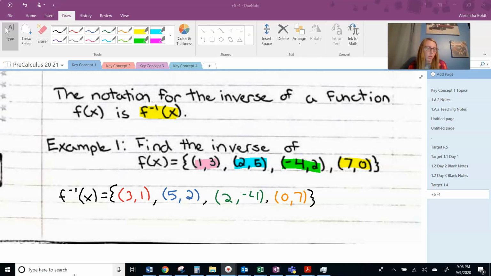Really, again, all we're doing with this inverse function, you can see here, is each of these points just gets flipped. So again, the (1, 3) becomes (3, 1), the (2, 5) becomes (5, 2), (-4, 2) becomes (2, -4), and (7, 0) becomes (0, 7). So when you have a function as a set of points, again, your x and your y just flip places. Okay, so that is the inverse of a function numerically.